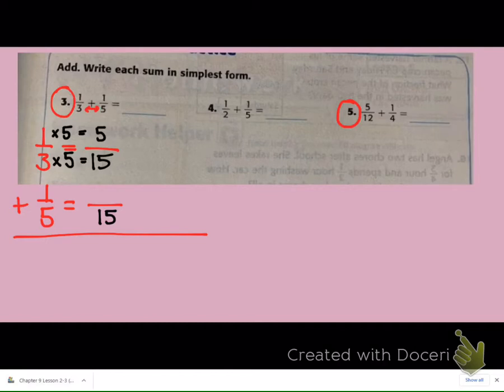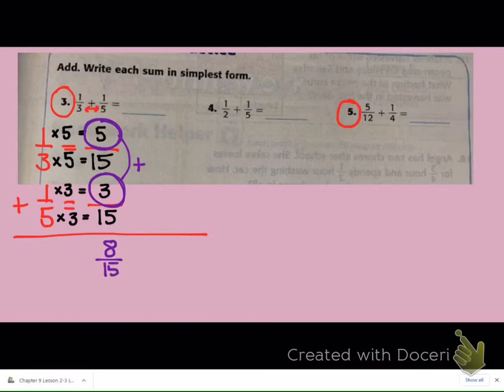New equivalent fraction. I've got to multiply this 5 by 3 to make it equal to 15, so I need to multiply the top number by 3 as well. Make our equivalent fractions. All right, so now that we have common denominators, both 15, we can take these two numerators, the 5 and 3, and add them together. 5 plus 3 is equal to 8, 8/15.